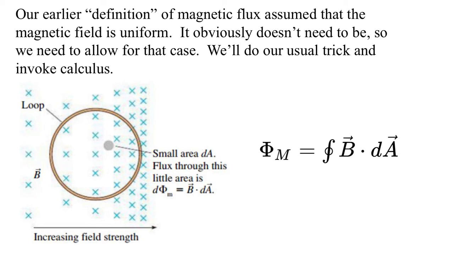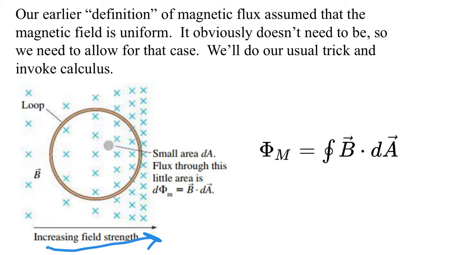All right, our earlier definition of magnetic flux assumed the magnetic field was uniform. It obviously doesn't need to be in the real world, so we need to allow for that case. We'll do our usual trick and invoke calculus. So here we have a field that is increasing in field strength as we go to the right. Not increasing in time, but in space, increasing towards the right. And we'll take some small area dA.